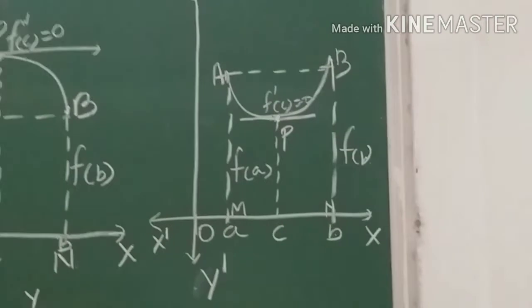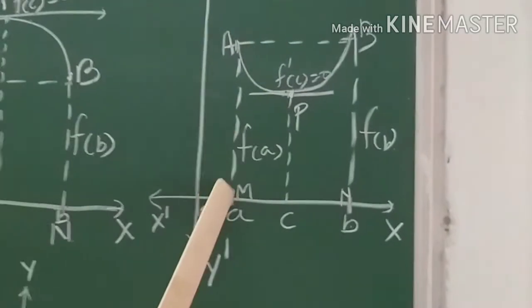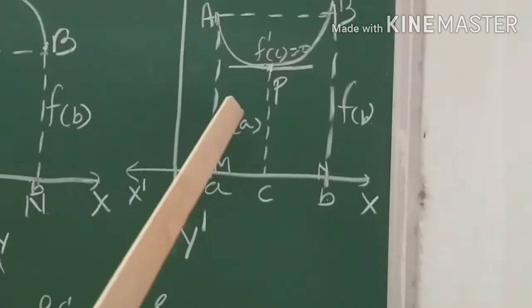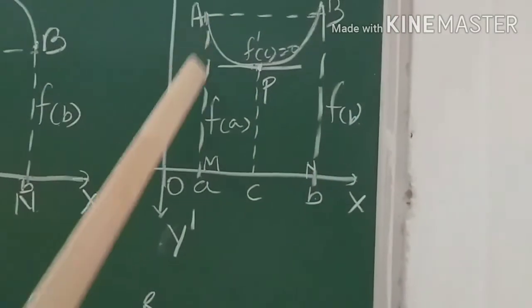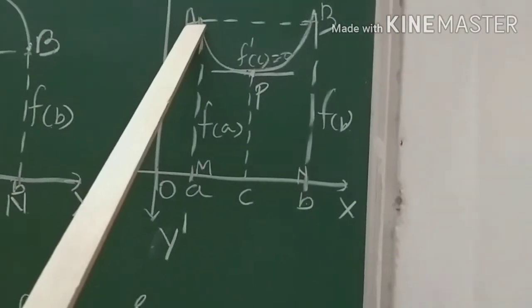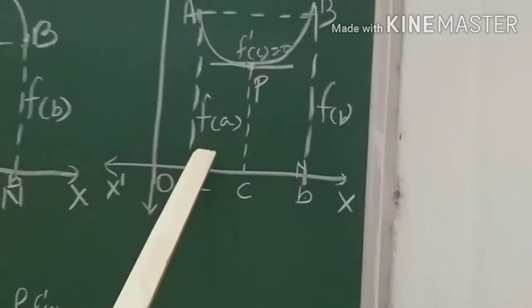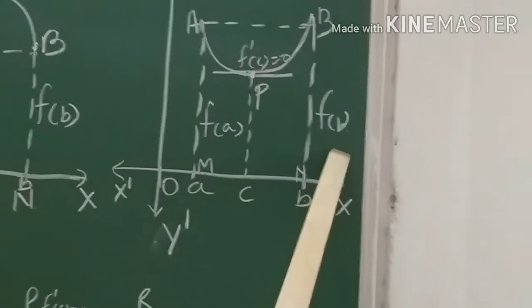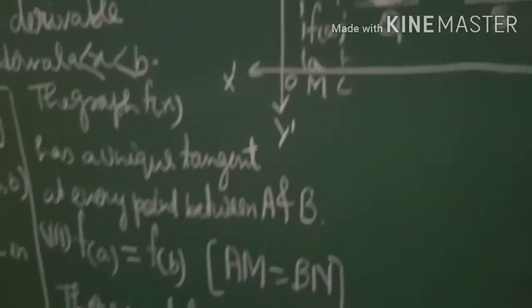Similarly, in the second graph, students, this is the graph defined from a to b, and this AM is the value of the function at a, BN is the value of the function at b, and you can see both are equal. Suppose we take the value 5, so AM equals 5 and BN is also 5, it means f(a) equals f(b). So the third condition is also satisfied: f(a) equals f(b), AM equals BN.